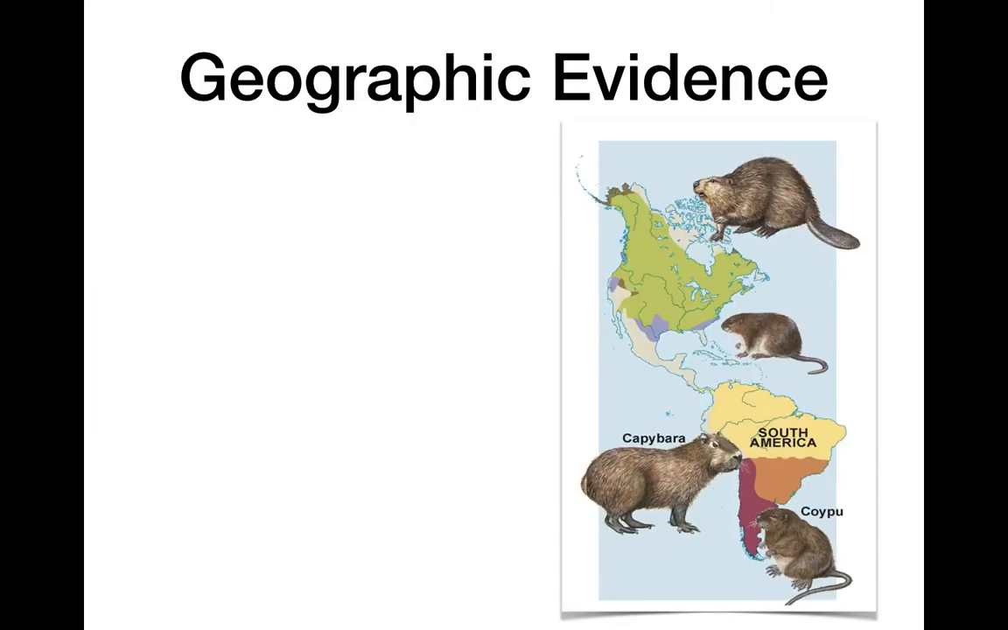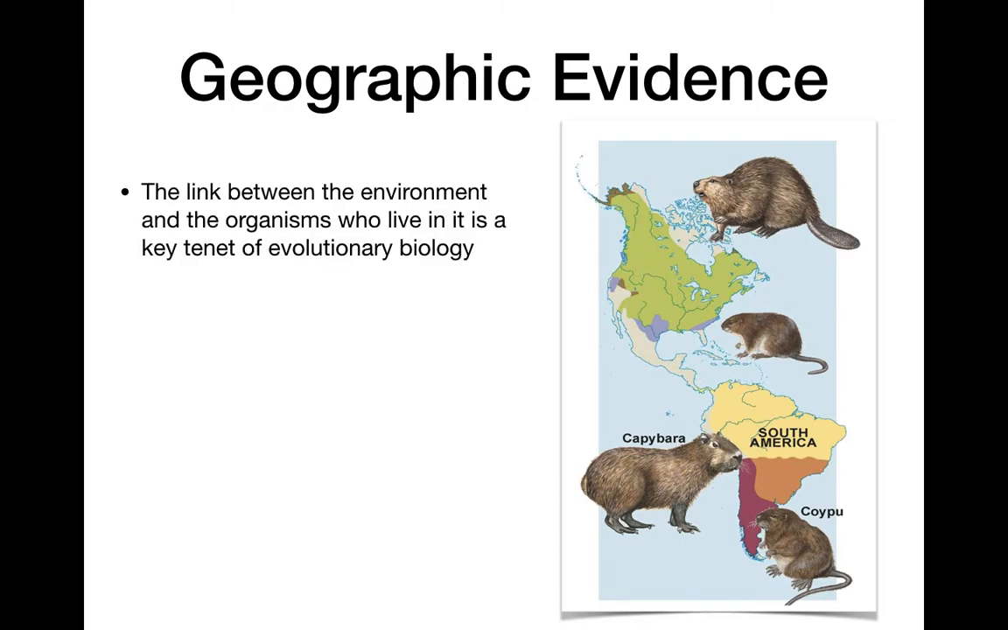Okay, so the first kind of evidence we're going to talk about is geographic evidence. This is very much connected to the environment. The connection between the environment and the organisms who live in it is what we would call a key tenet of evolutionary biology. It's a really important component. Darwin's and Wallace's idea of the different species they saw on the different islands they went to, down to their environment, that's a key factor here.